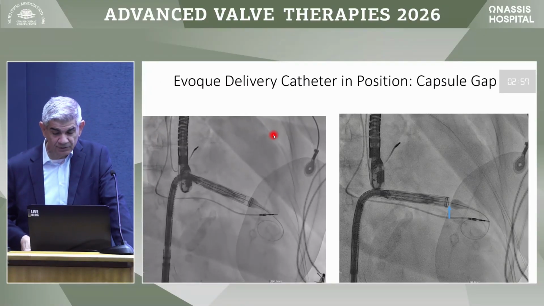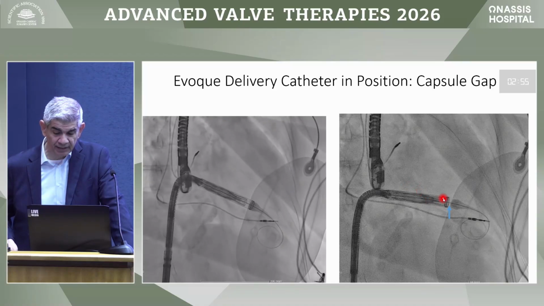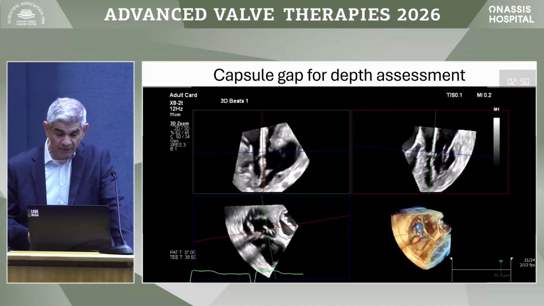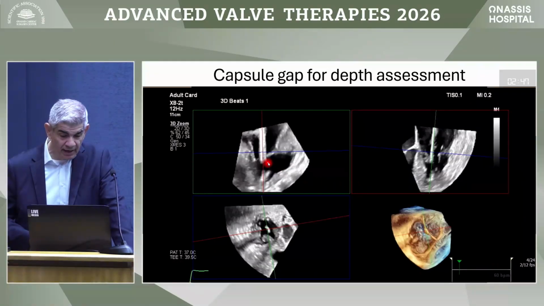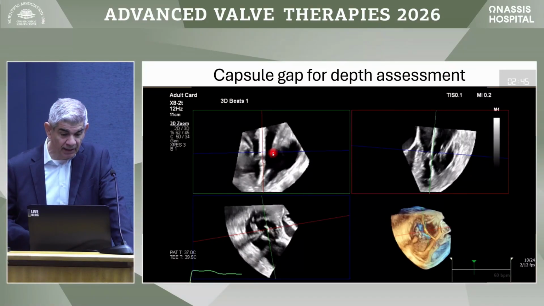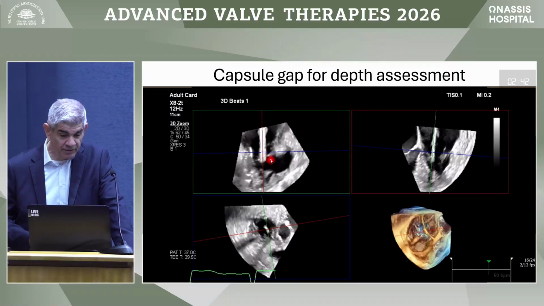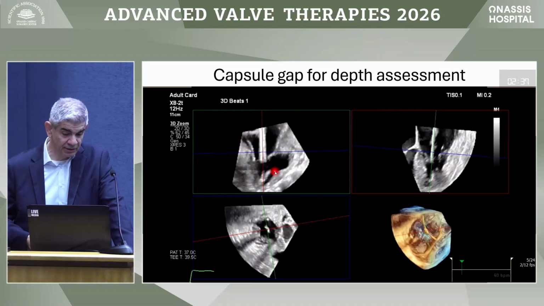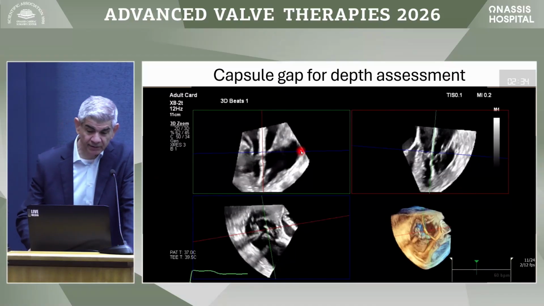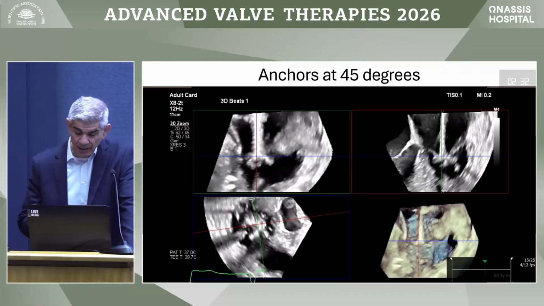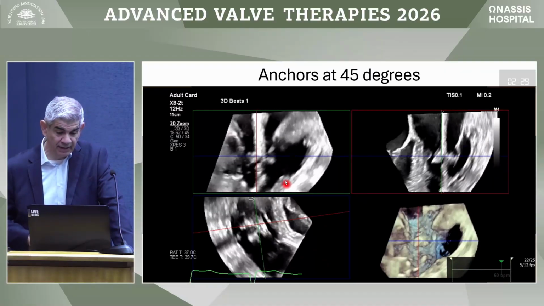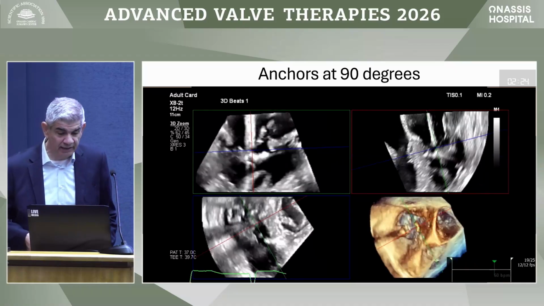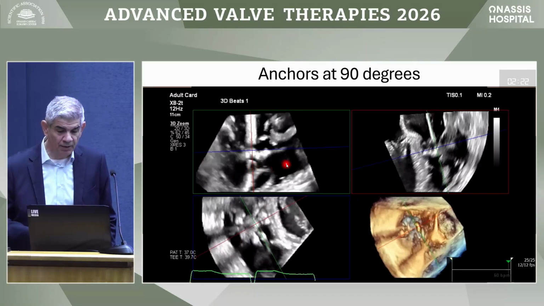And here we do a very gradual withdrawal of the capsule to create this capsule gap. And with that, we can assess our initial depth before proceeding to open the anchors. We want to make sure that we're well below the annulus of the valve and the coaptation zone of the leaflets with our capsule gap, but not too deep to get in trouble with the papillary muscles in the subvalvular apparatus. And with that, once we have that confirmed, then we will slightly open the capsule, and here we have 45 degrees, and then we're going to move on to 90 degrees of opening of the anchors.